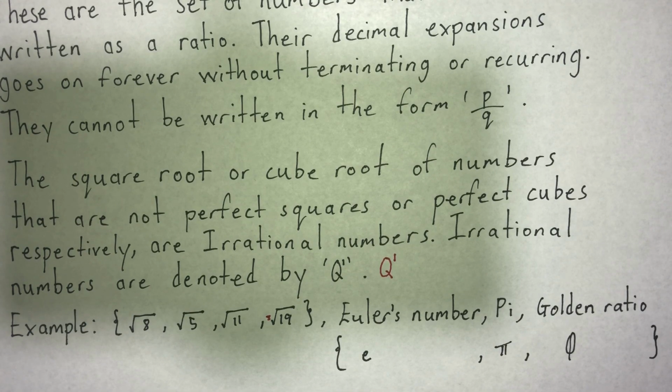Good. So other examples of irrational numbers are Euler's number, which is represented by this fancy E, pi, and the golden ratio, which is represented by phi.